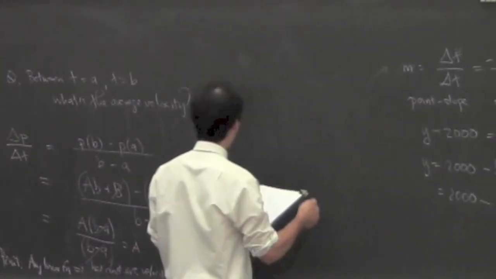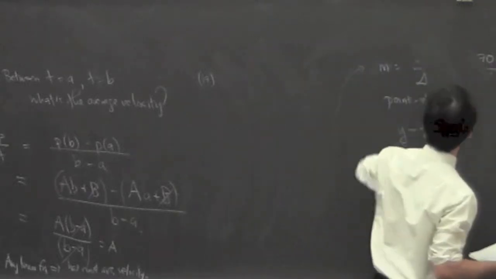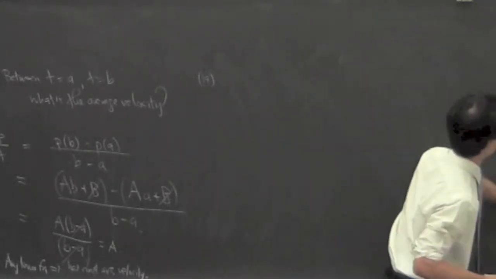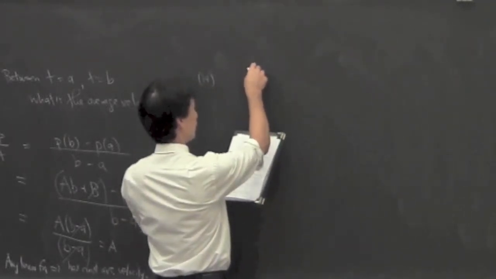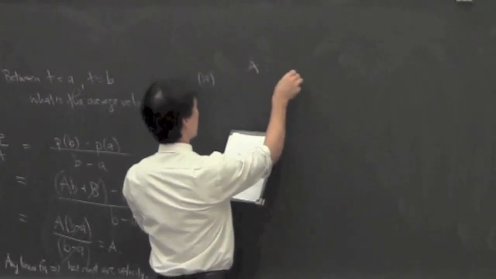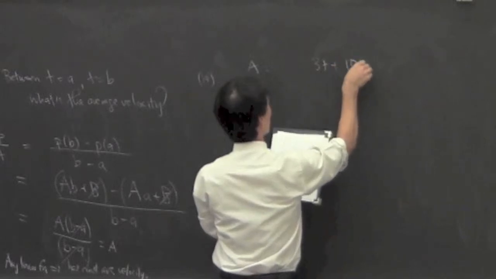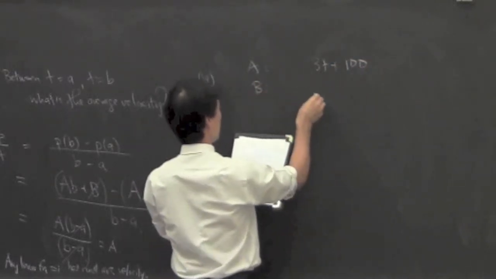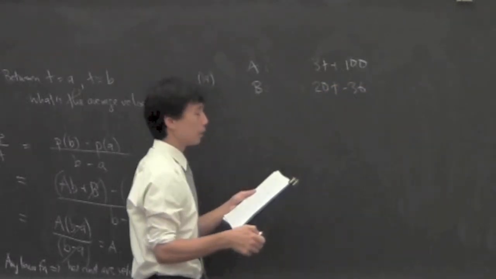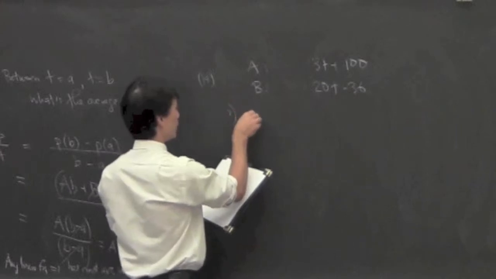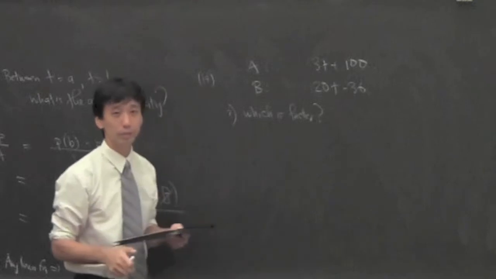Let me do what will probably be the homework problems in the section, which are basically of the following sort. Let's say you have car A, whose position is 3t plus 100, and some other car B, whose position is 20t minus 36. And they ask which car is faster.